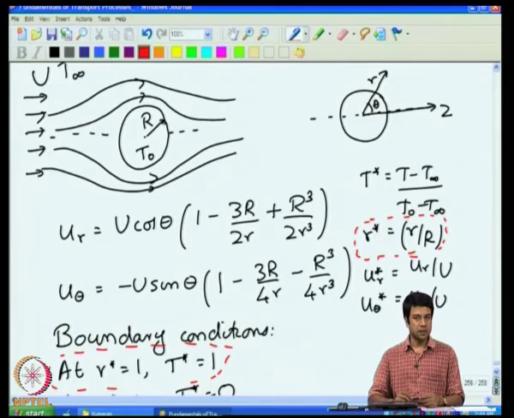Diffusion and convection can be of the same magnitude only if there is a smaller length scale, which is small compared to capital R, such that the temperature field varies only over that small length scale. In that case, the gradients of the temperature field are large and one could have a balance between convection and diffusion.